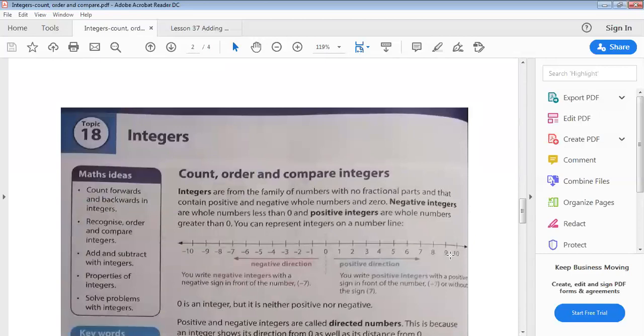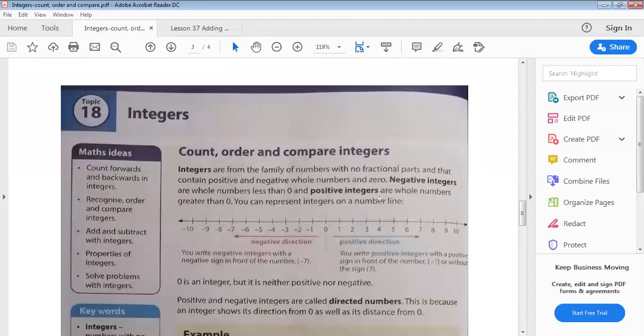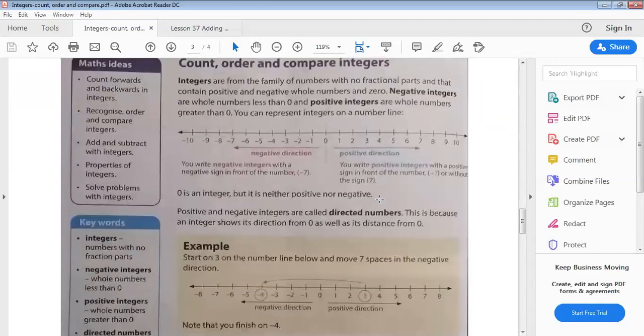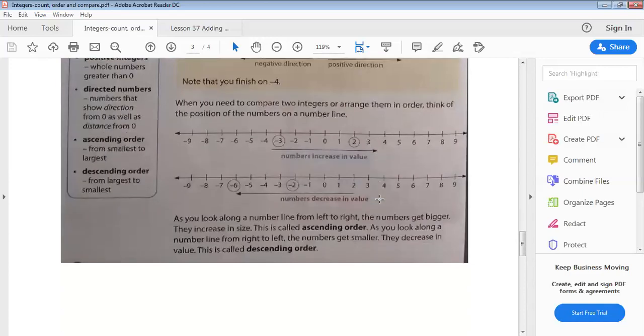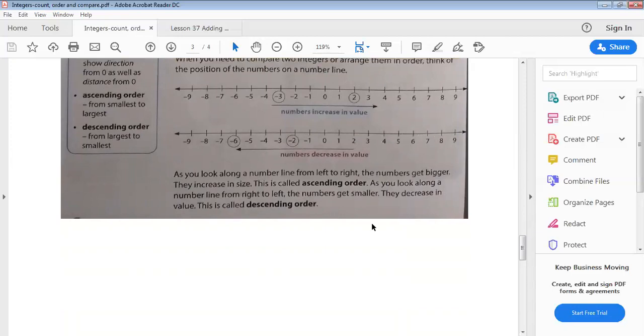So you will read the notes that you have in the textbook. I have a page from the textbook here in front of you with the number lines and explaining how numbers increase in value from left to right and how they decrease in value from right to left.